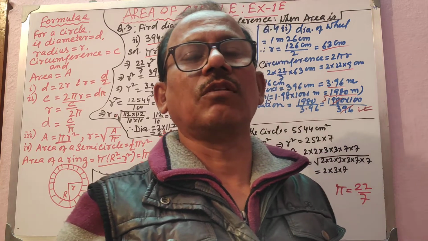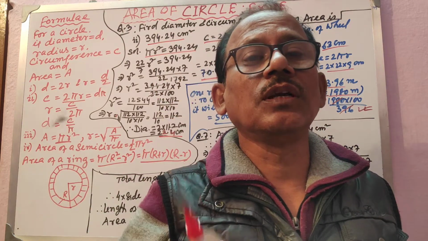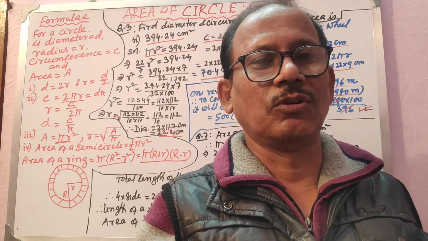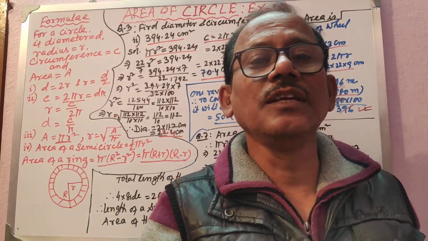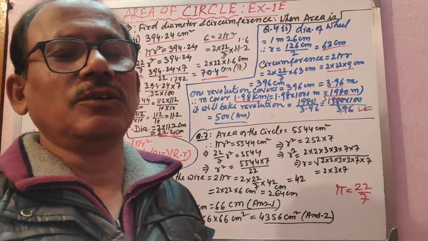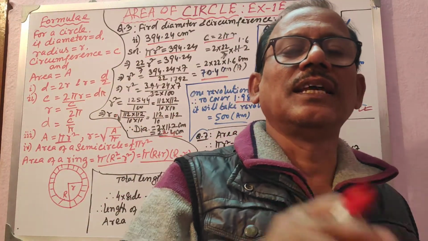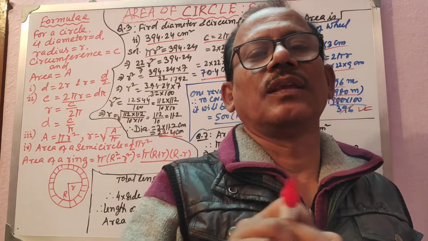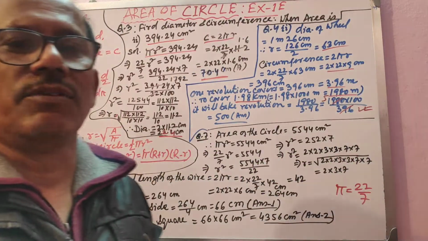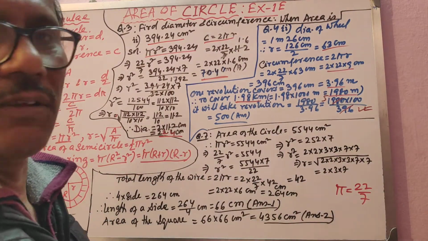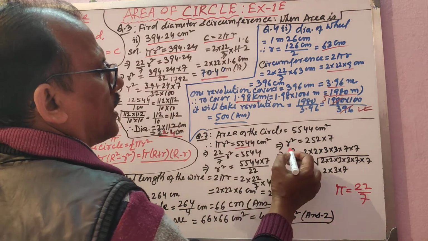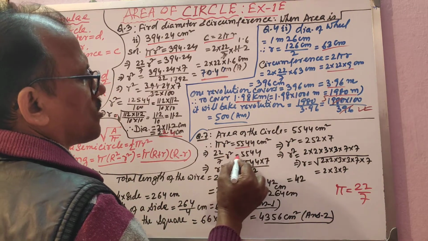Why? Because you need to find out the circumference, the total length of the wire. So the total length of the wire will be its perimeter only. So from there you find r, then apply the 2 pi r formula, then you will find the total length of the wire, and that will be the perimeter of the square. From there you can find out the side, and from there you can find out the area also. So pi r square is equal to this. So 22 by 7 r square is equal to this.